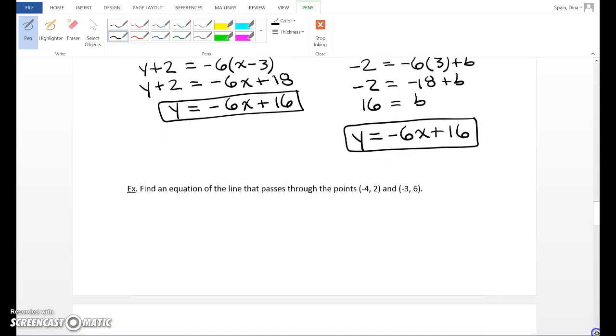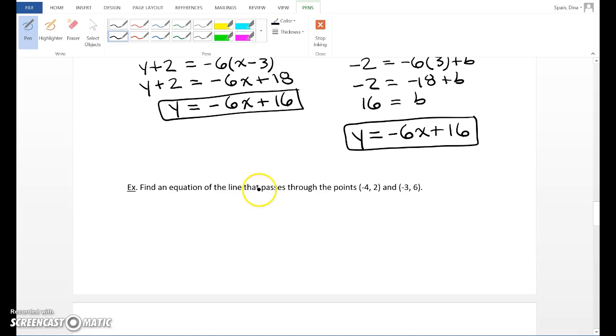All right, let's try this again. Here, let's write the equation of the line. But they don't give us a slope, they just give us these 2 points. But, you know, we can find a slope given 2 points. Let's go ahead and calculate. Let's find that slope first.